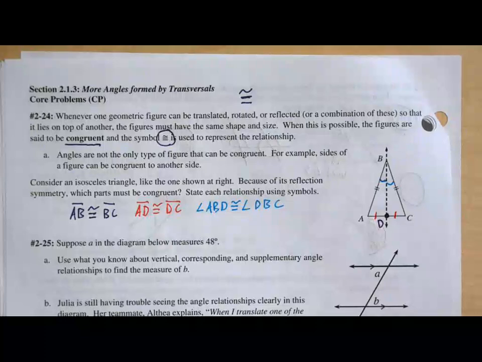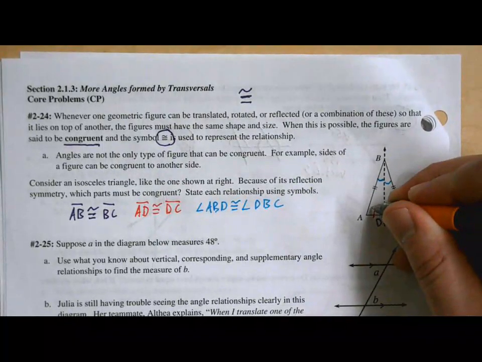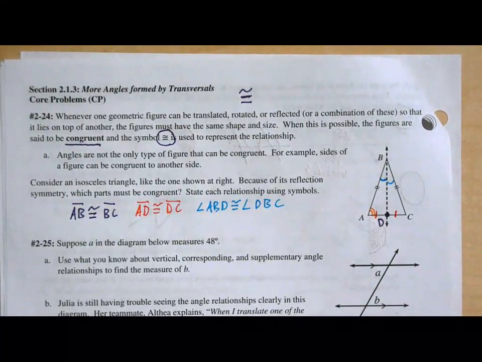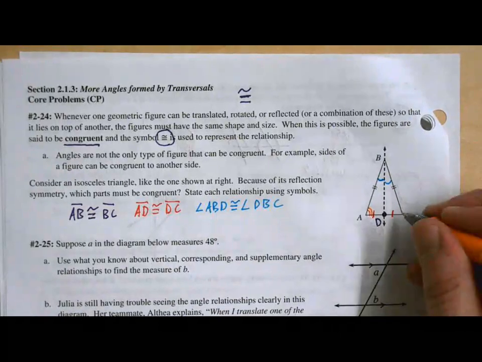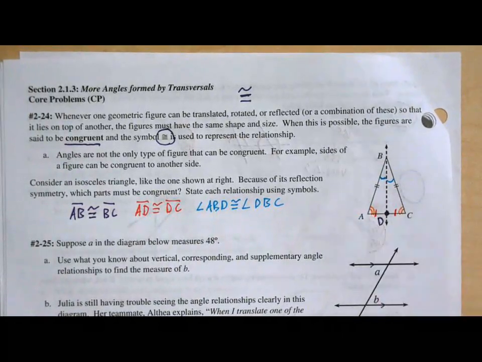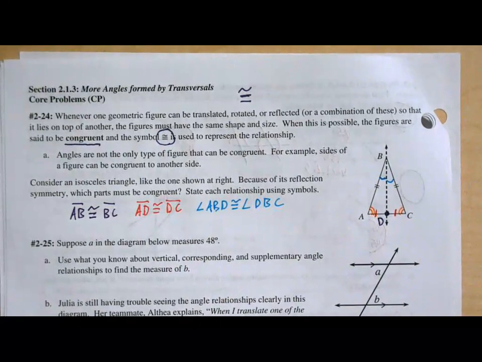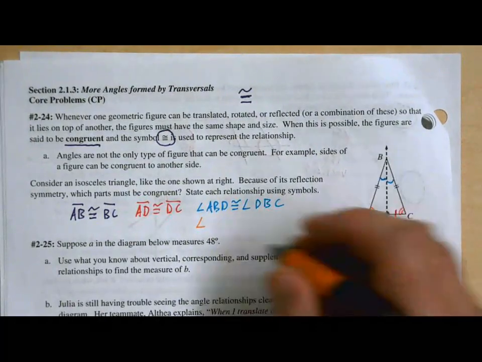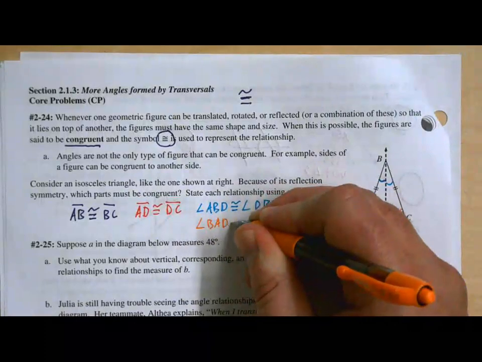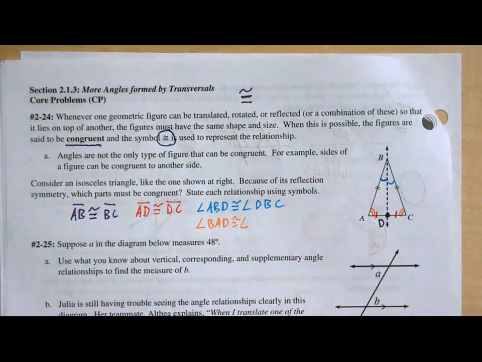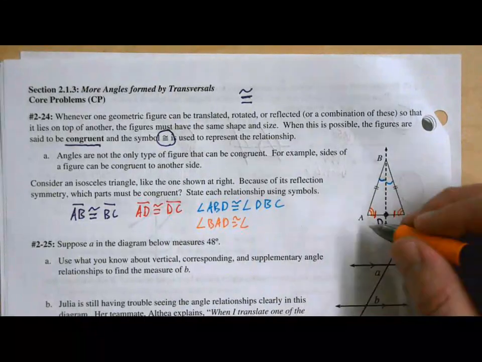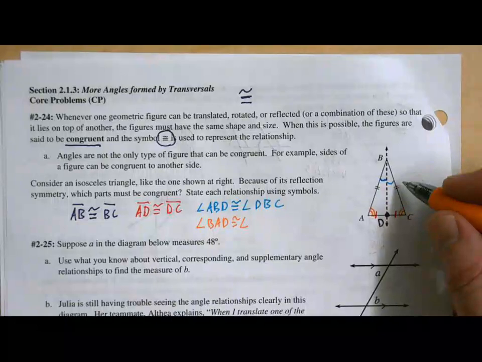Hang on just a second. You said BAD. Let me mark that. BAD would be right here. Okay, and BCD, you said C in the middle, so you must be talking about this angle. Those 2 would have to be congruent also. So angle BAD, and then BCD.